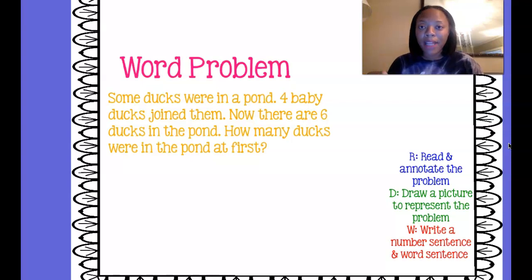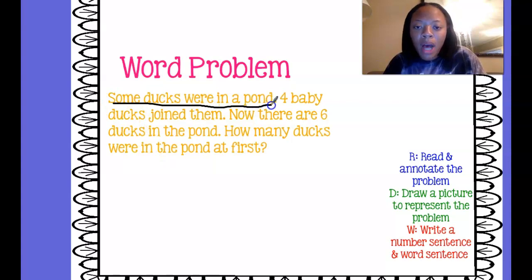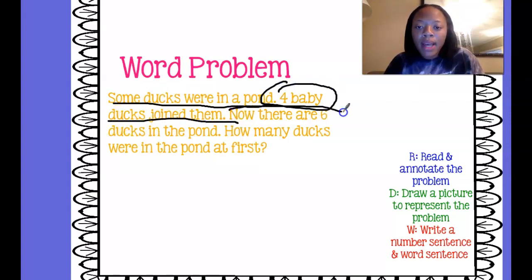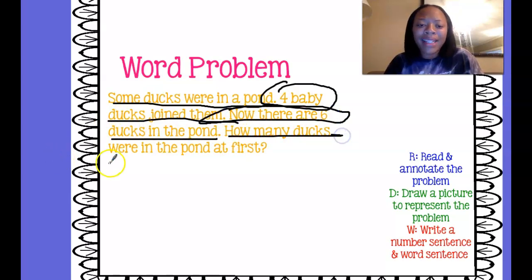Now the next step is super important. We are going to annotate this word problem. But I want to see what I should really annotate. So, some ducks were in a pond. 4 baby ducks joined them. Now there are 6 ducks in the pond. How many ducks were in the pond at first?